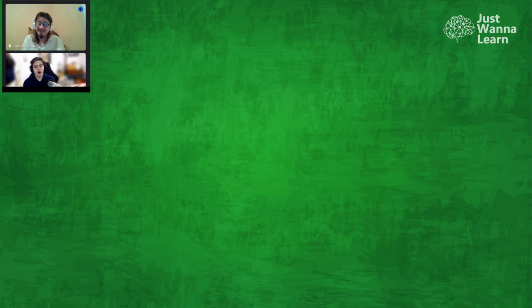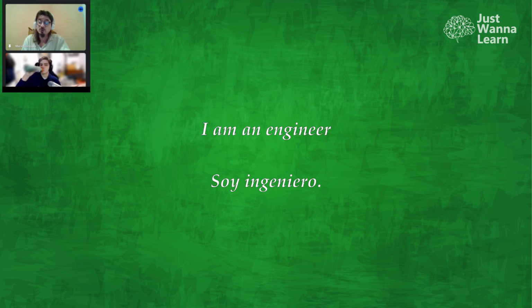That's when you use estar. When things are on and off, on off, on off, then you use estar. But when it's expected to be permanent, even if it can change, so whenever you don't have a cycle, when things are permanent or not likely to change, you will use ser. So, soy ingeniero.